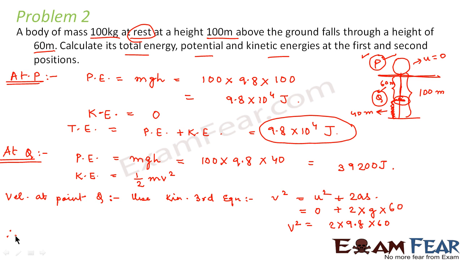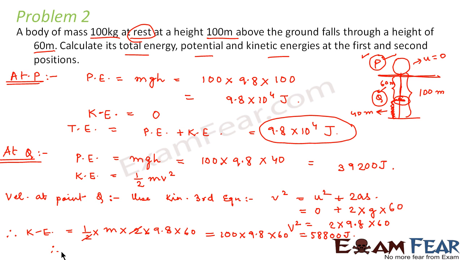Therefore, we will say that kinetic energy is equal to half into m into v square. So instead of v square, we will write 2 into 9.8 into 60. So this 2 and 2 will cancel. We will also put the value of m, which is 100 into 9.8 into 60. So this will come out to be 58800 joules. So this will be the value of kinetic energy at point Q.